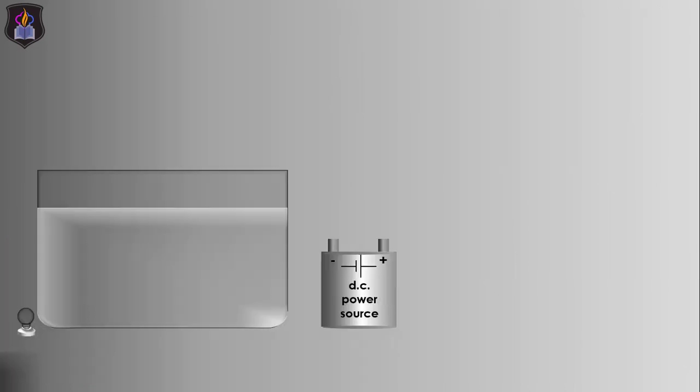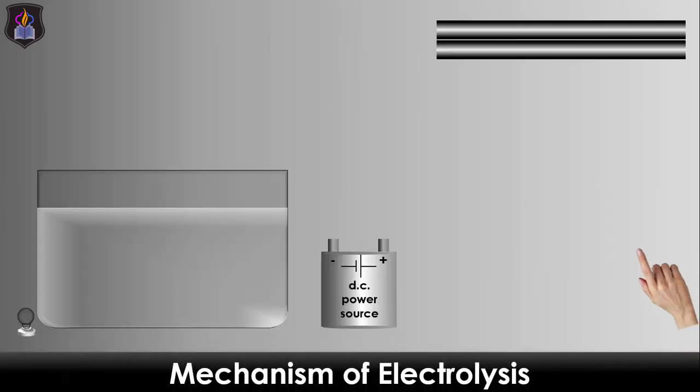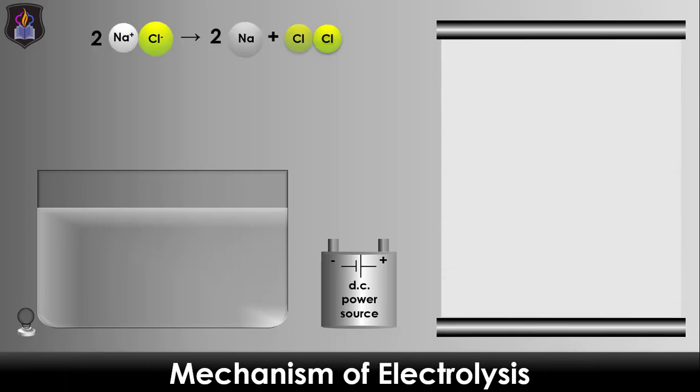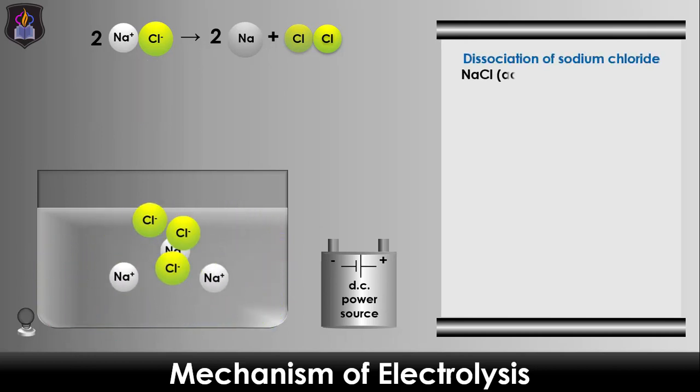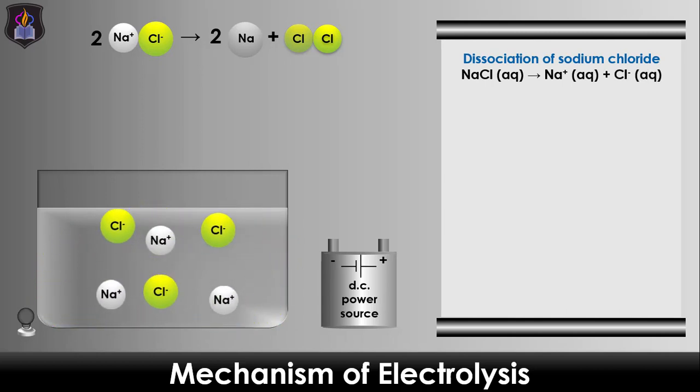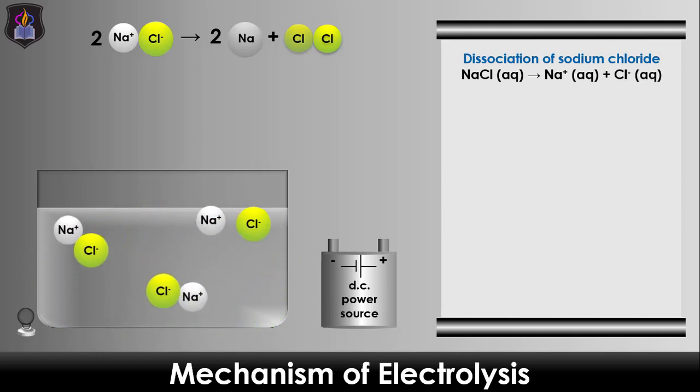Next, let's look at the mechanism of electrolysis using sodium chloride. In the solid state, sodium chloride, being an electrovalent compound, is made up of aggregates of ions and cannot conduct electricity. But when it is melted by heating or dissolved in water, it undergoes dissociation to form randomly moving charged particles, which are able to transfer electric charges from one point to another.